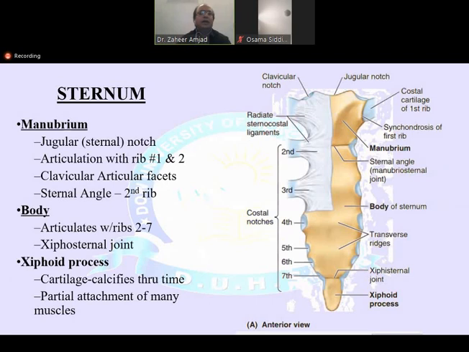Sternum, you can see here, consists of three parts: the manubrium, which is here, the body of the sternum, and the xiphoid process.